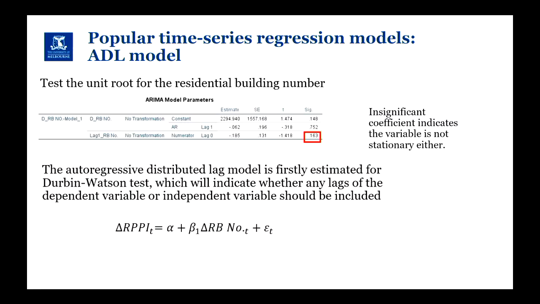Okay, this is maybe our starting point, and then we have to detect whether we should include any more lags in this model. Shall we add the lag values of the changes in house price, or shall we add any lags for the residential building numbers? So how can we test this? We normally run the Durbin-Watson test to see whether the residual is autocorrelated. If the residual is autocorrelated for this basic model, that means there are some lags we haven't included.